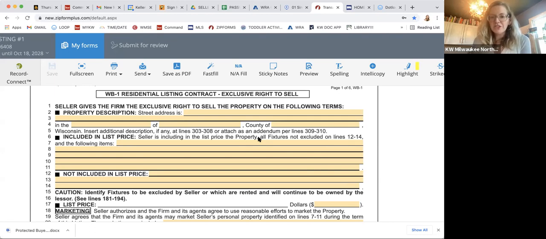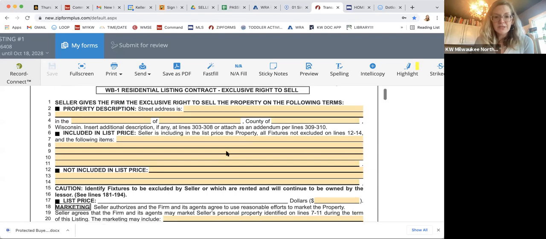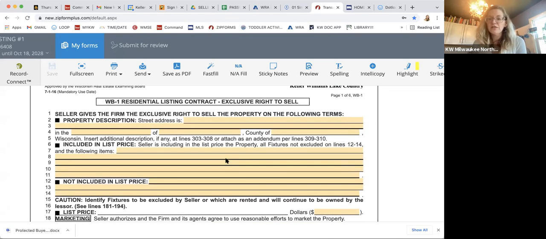But the residential listing contract is a contract between us as the firm and the person, who may be an owner, or may otherwise be in charge of selling a property. It's a service contract. We'll get right to it. Exclusive right to sell gives us the power to sell the home no matter who brings the buyer. And that is what exclusive right to sell means.